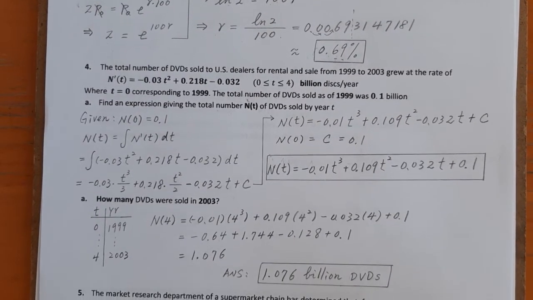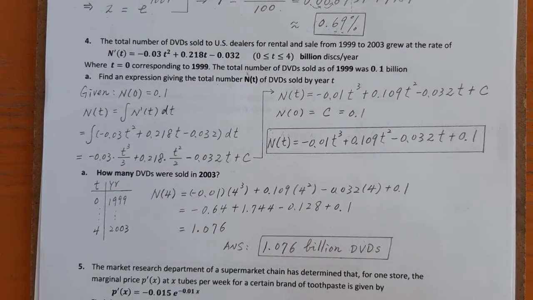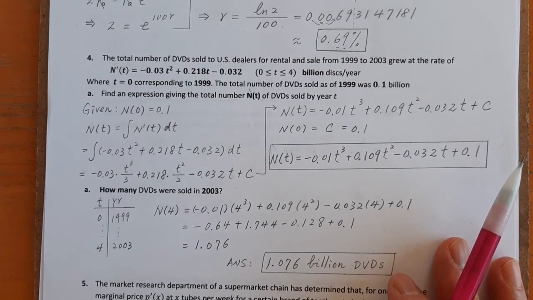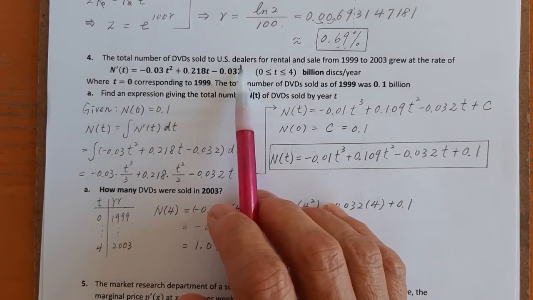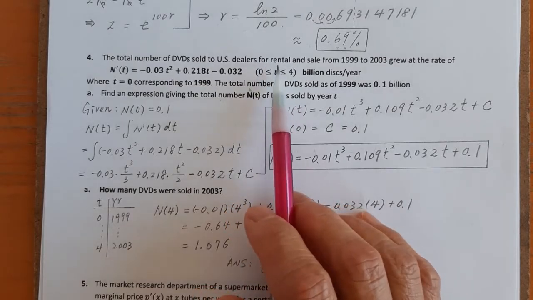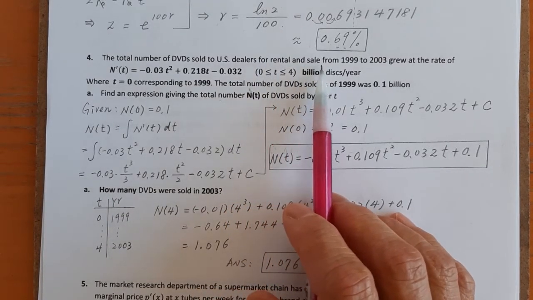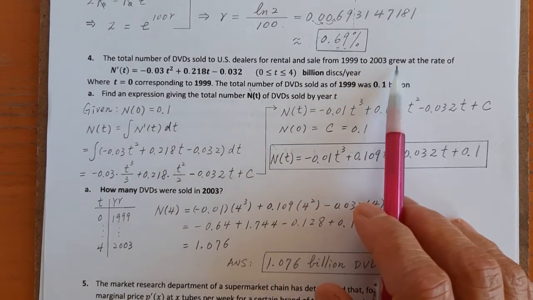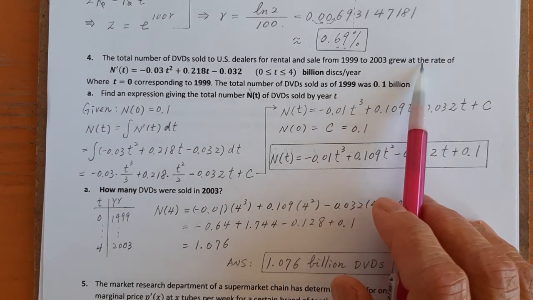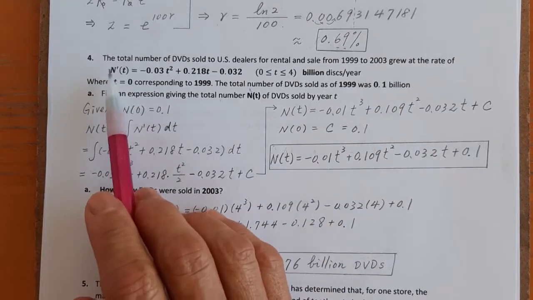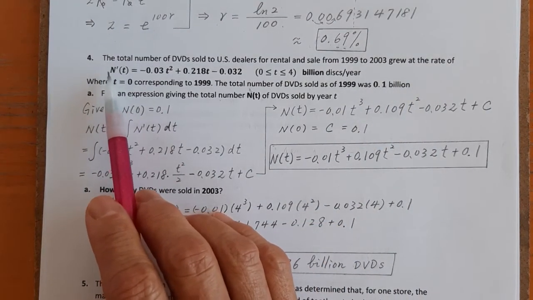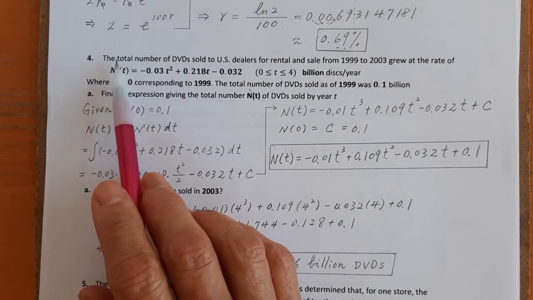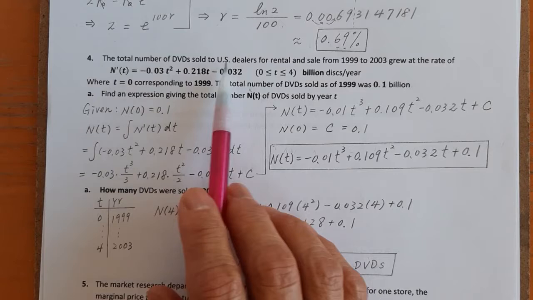The total number of DVDs sold to U.S. dealers for rental and sale from 1999 to 2003 grew at the rate of N prime. This is the rate; the first derivative is the rate. The rate of the number of DVDs, N prime of t, equals this one.